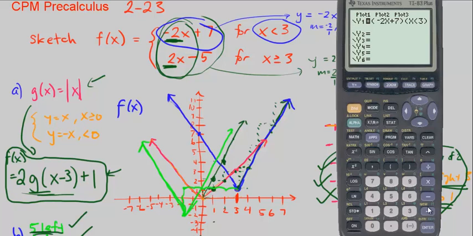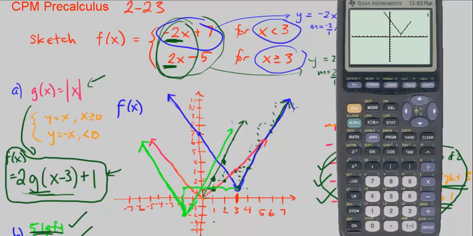Plus, and I'm going to add in this side, it's going to be 2x minus 5, in parentheses. This is just how we do our piecewise and put in the domain for this piece, which is x greater than or equal to 3. So second math, greater than or equal to is number 4, 3. Okay, so let's graph this first, see that it looks like what we have in blue. Yes, it does. That looks good.